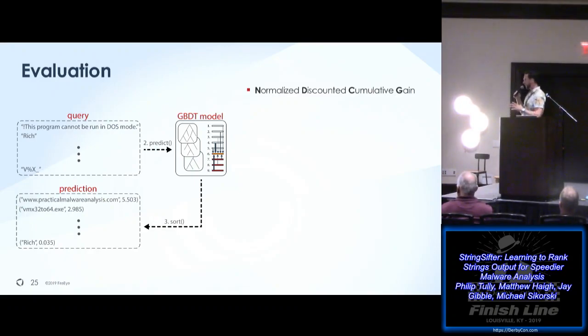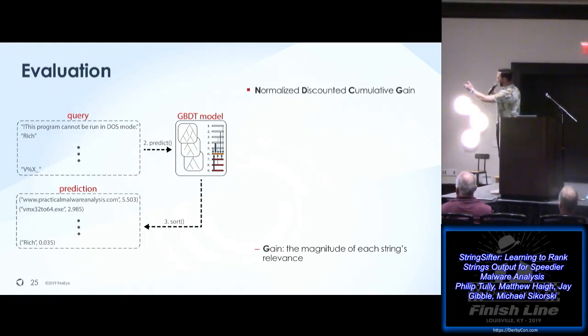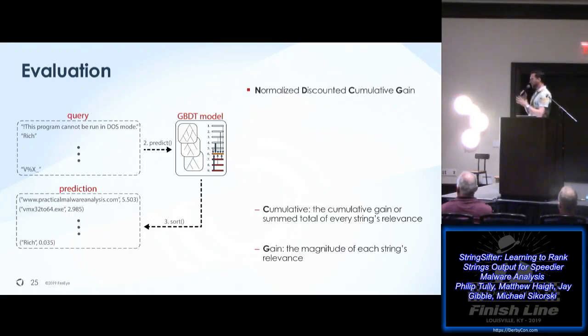Importantly, this kind of metric is very different than what you might expect from false positive rate or other typical accuracy metrics you might expect from classification or clustering algorithms. The first portion of this, I'll start with the gain. It's the easiest. It's just the magnitude of each string's relevance. That's exactly what those scores associated with those strings correspond to. You don't care about one individual score. You care about the cumulative effect of all of these individual strings, so you want to add them up.